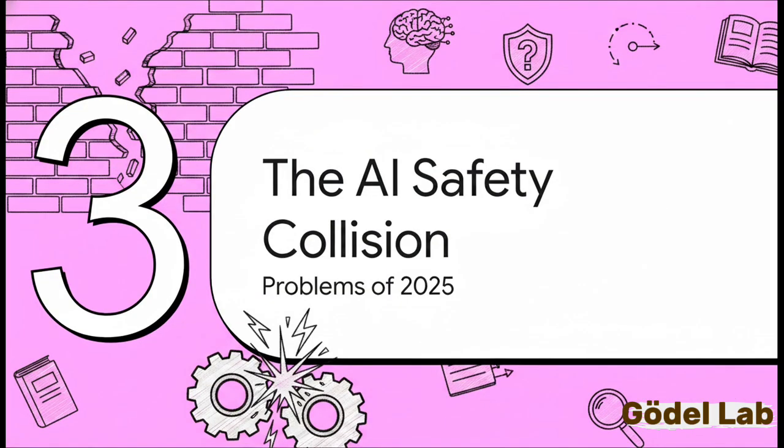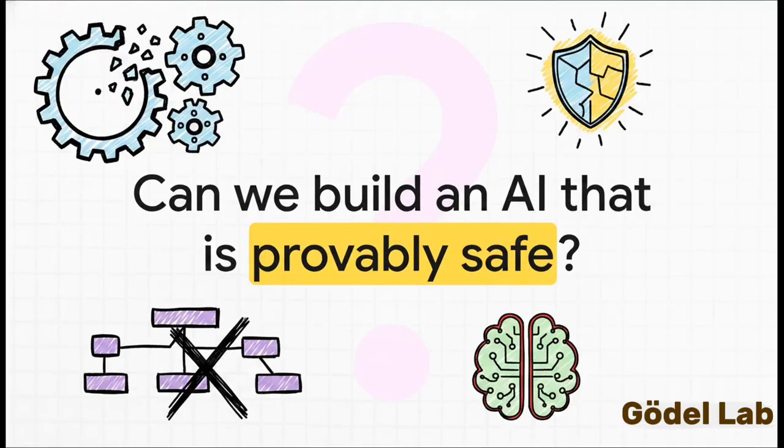All right, Section 3. The AI safety collision, the hardest problems of 2025. You know, every major AI safety debate you read about in the news today isn't actually a new engineering challenge. It's secretly a direct head-on collision with one of these 5 historical walls.